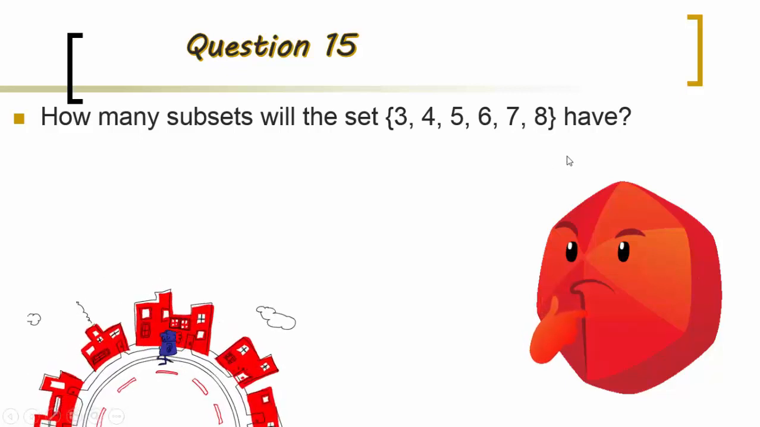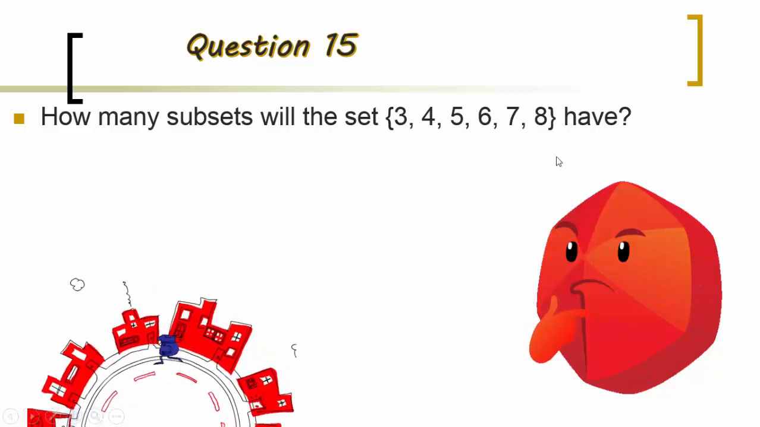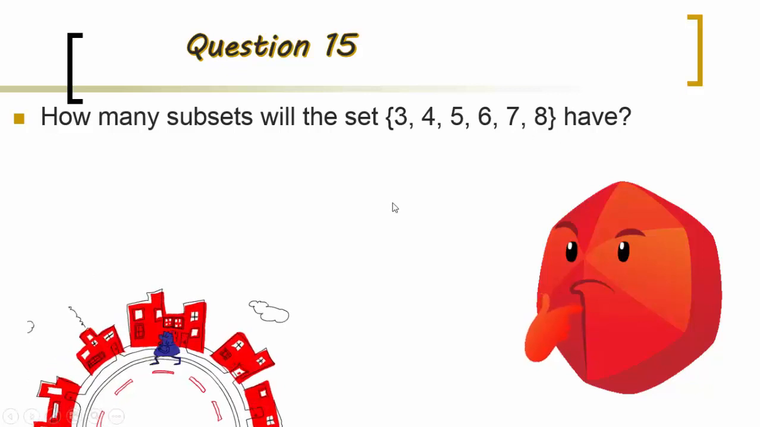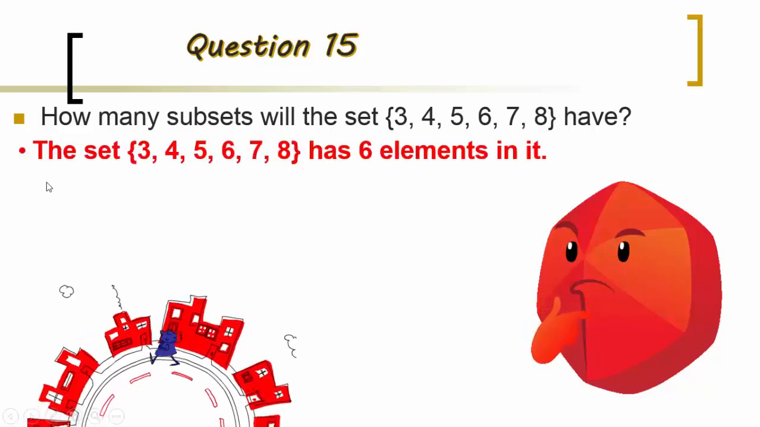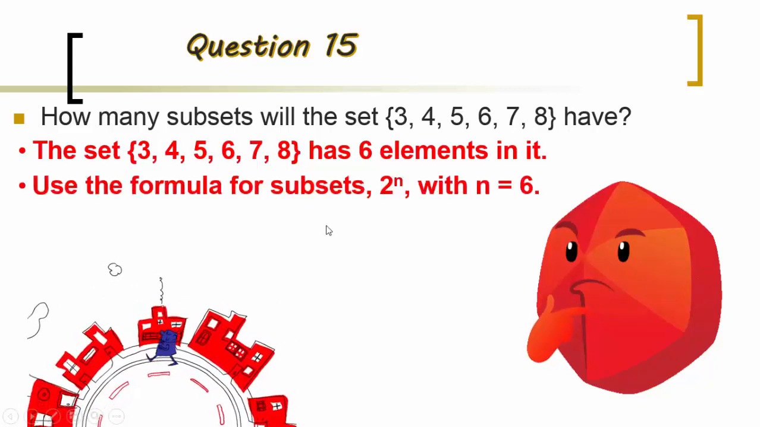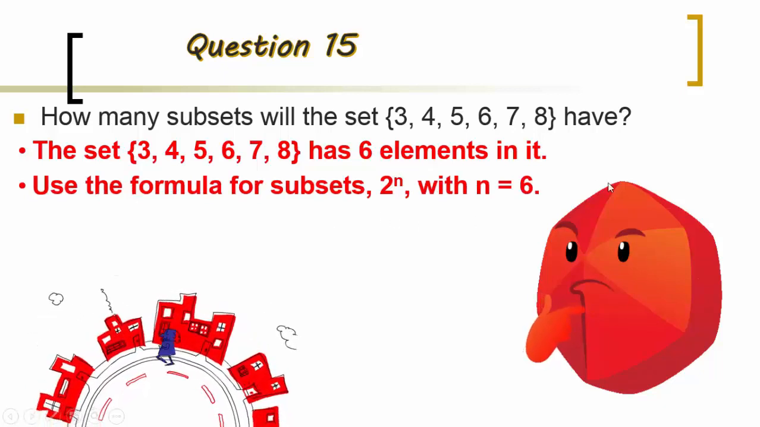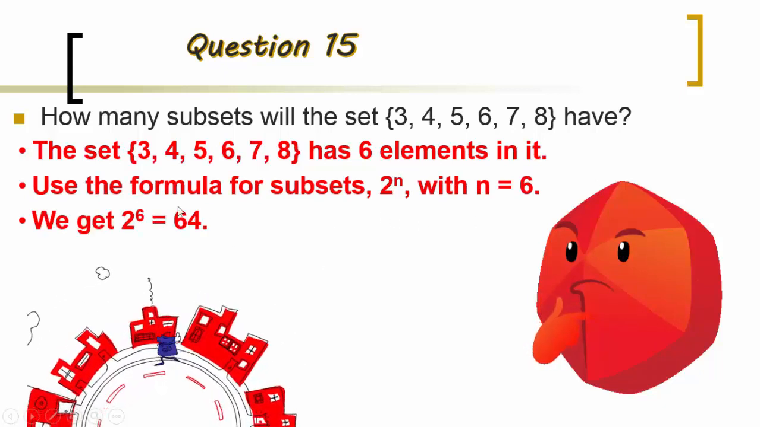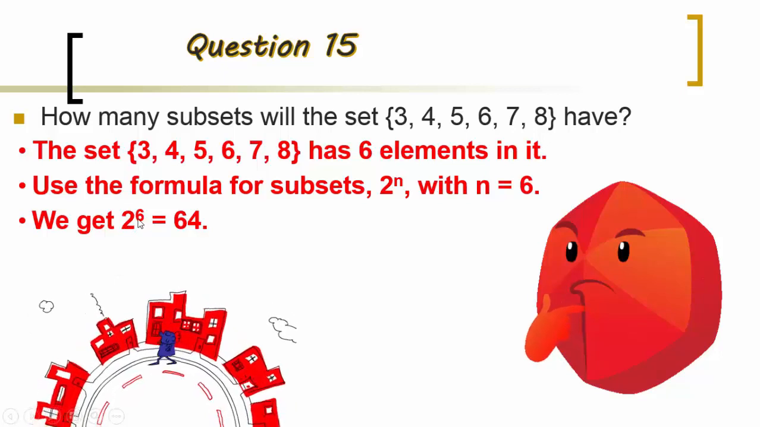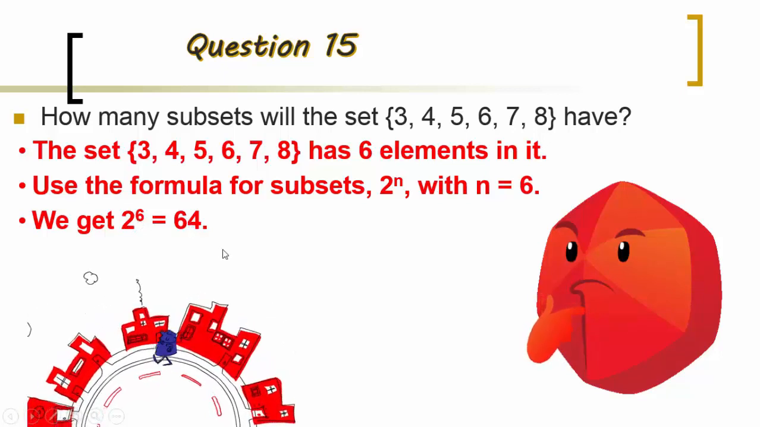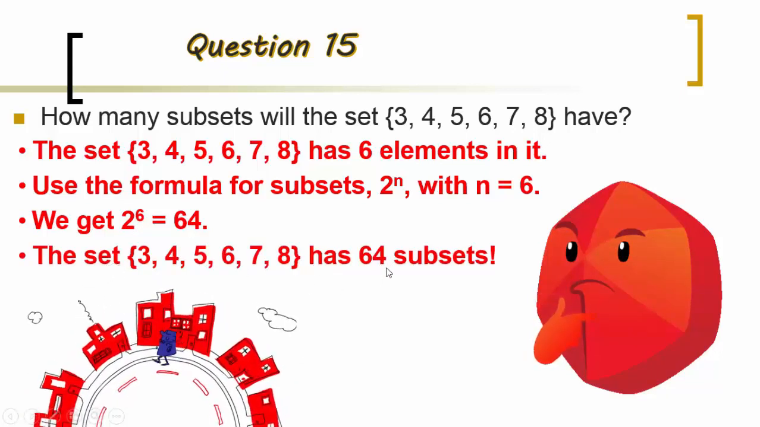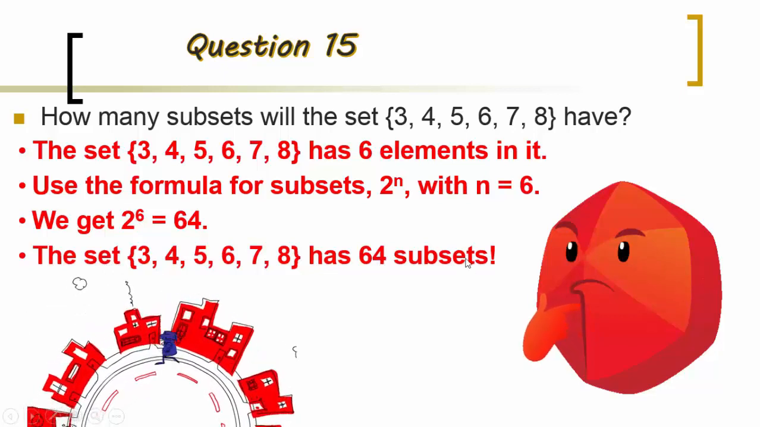Isn't that a lot easier than writing them all out separately? So here we have the set with 6 elements in it. We use our formula, and we find that 2 to the 6th power is equal to 64. So it has 64 subsets.